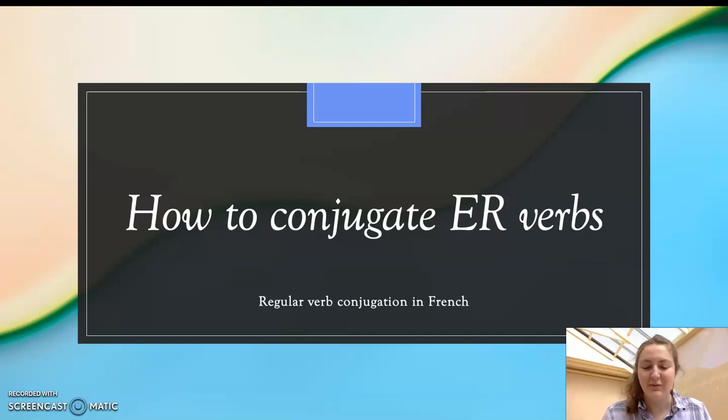Good morning everyone. Today we're going to learn how to conjugate regular ER verbs in French.